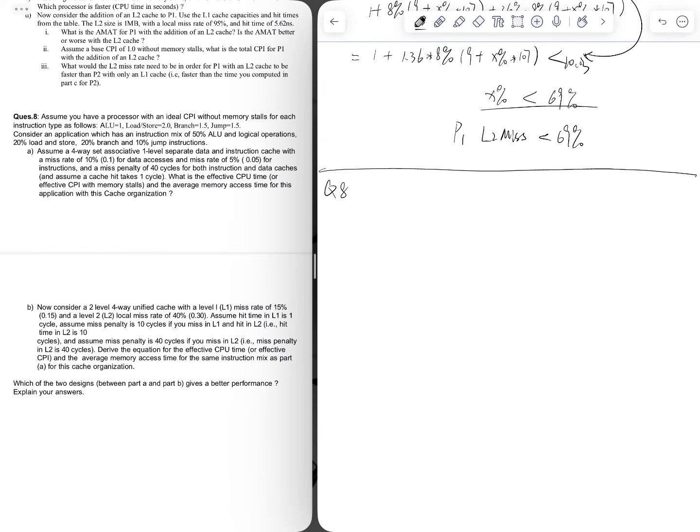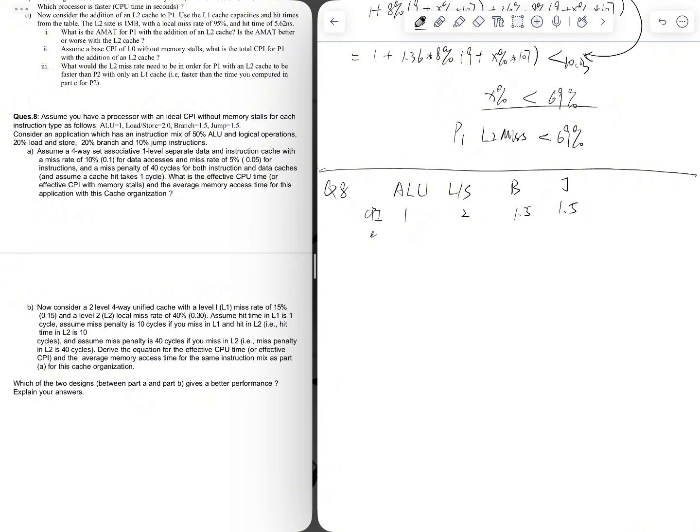Hello guys. Let's talk about question 8 in homework 3. What is the data? So we'll get the data here. ALU is the basic or ideal CPI. The load and store is 2, the branch is 0.5 and the jump is 0.5.